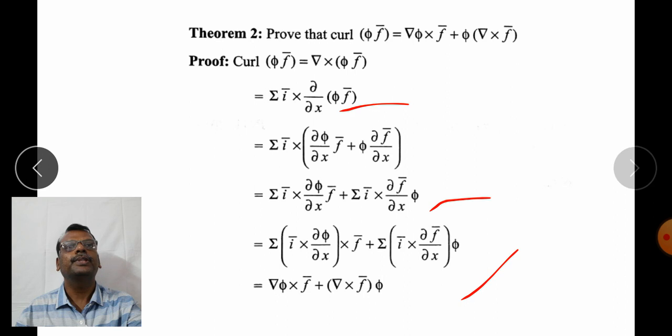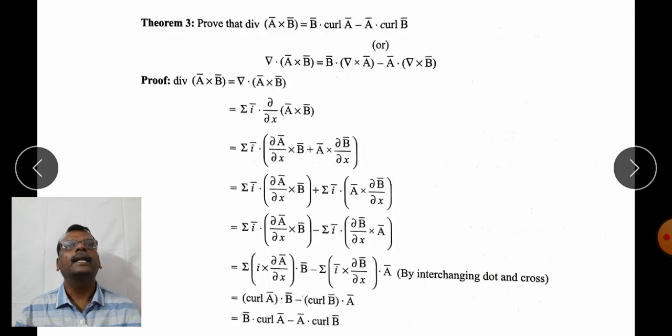And again we move to the third theorem: prove that div of a bar cross b bar is equal to b bar dot curl a bar minus a bar dot curl b bar, or in the notation, del dot of a bar cross b bar is equal to b bar dot of del cross a bar minus a bar dot of del cross b bar.